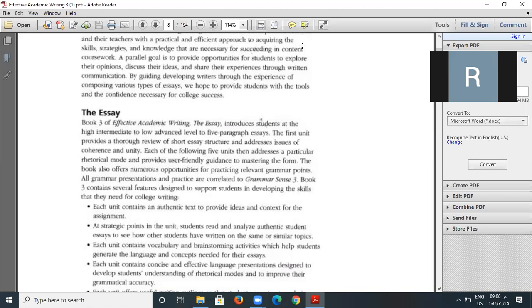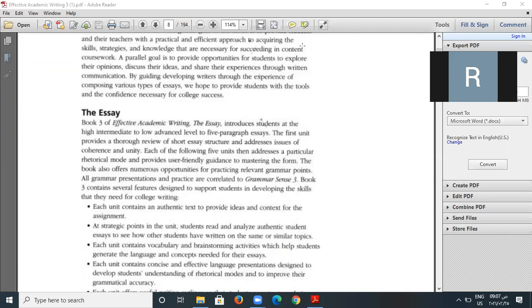These grammar presentation practices are related to grammar sensitivity. So this book contains several features which are intended to support students in developing the skills that they need in college writing. And we'll talk about what we have in each unit. Each unit has an authentic text to provide ideas and context for the writing assignment.